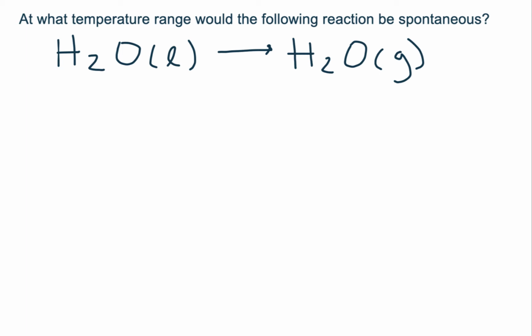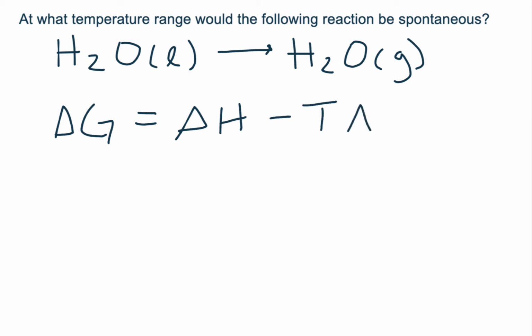Below that, it's not spontaneous, but we can actually use this simple example that we already know the answer to in order to calculate it. So we know that the Gibbs free energy is equal to the change in enthalpy minus the temperature times the change in entropy. This question is asking, when is this switching between being spontaneous and non-spontaneous?